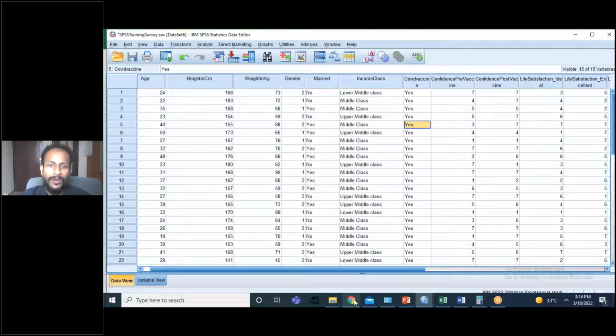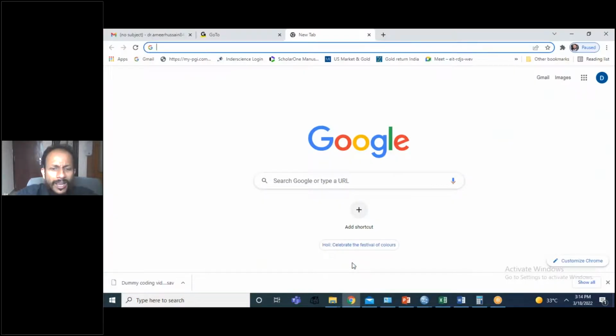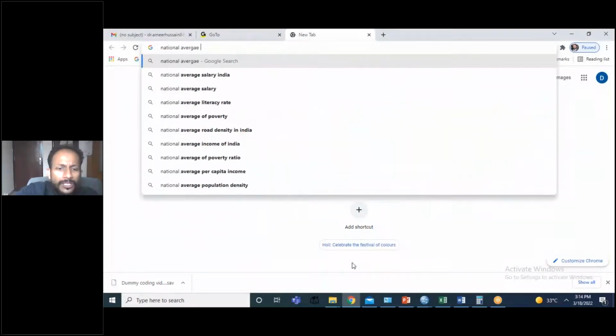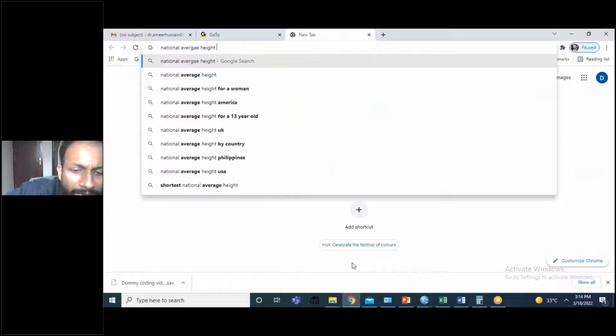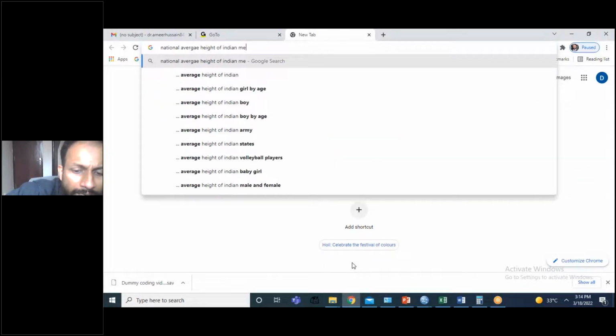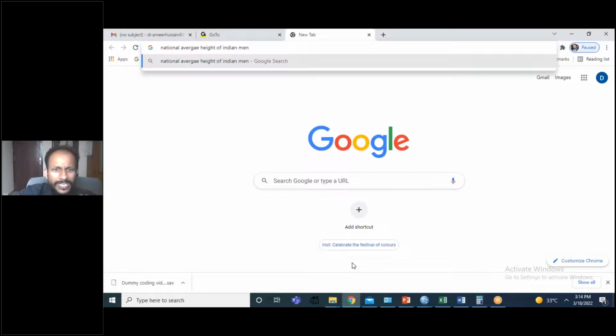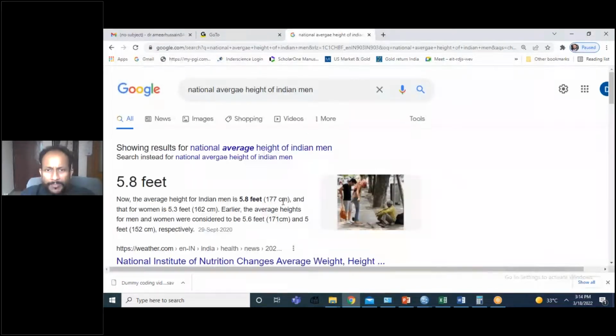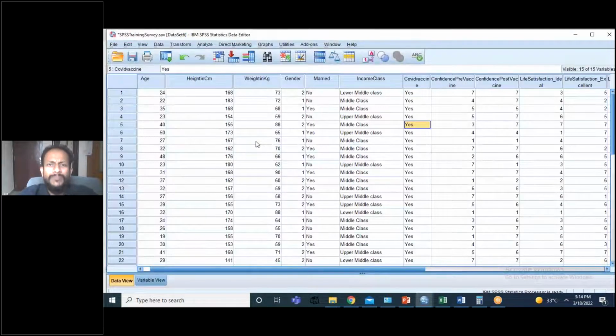Say, for example, the national average height of Indian men is 5.8 feet, which is close to 177 centimeters. Here we have a mix of participants who are male and female. Male we have coded as 1 and female as 2. We wanted to analyze whether the height of males is above or below the national average. That's what we wanted to figure out.